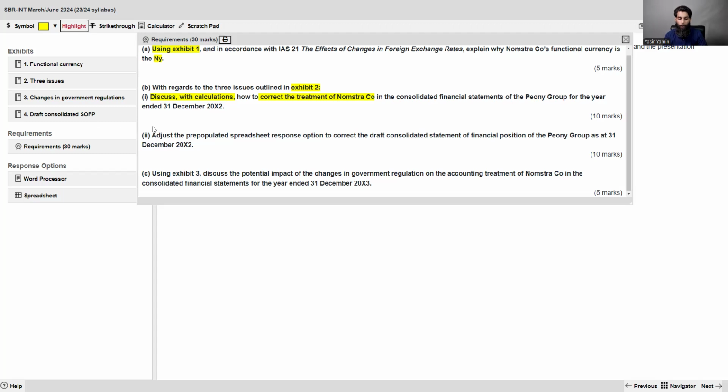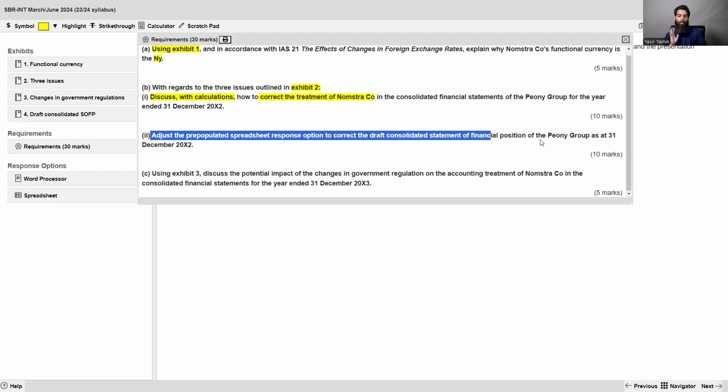And in the second part, you are provided with 10 marks. These are very easy, on-the-plate marks. You are provided with 10 marks just to adjust the pre-populated response option sheet to correct the draft consolidated SOFP of the Peony Group as at 31st December 20x2. If I were your examiner, I would certainly say that these are free marks to you.